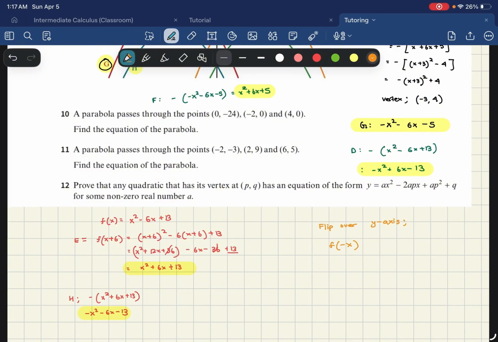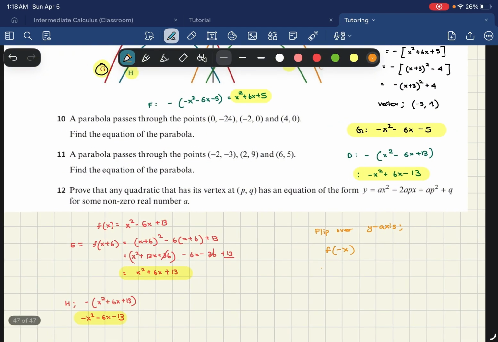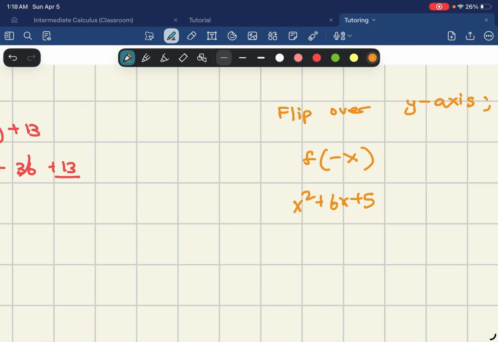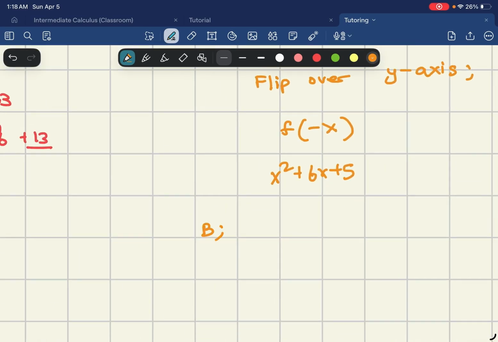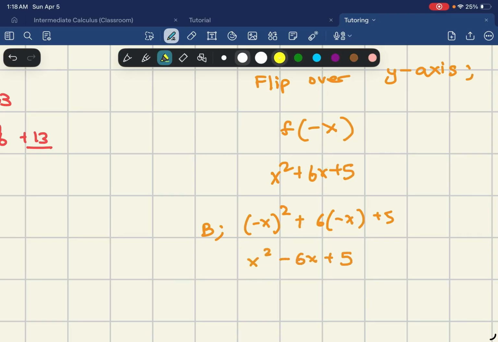That is x squared plus 6x plus 5. So b is just going to be f of negative x. So whatever x is, I substitute negative x squared plus 6 times negative x plus 5. So b is just x squared minus 6x plus 5. So that is the equation of b.